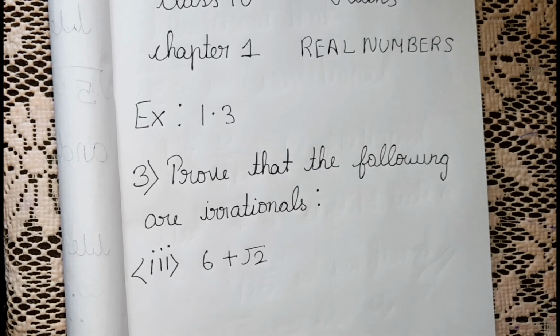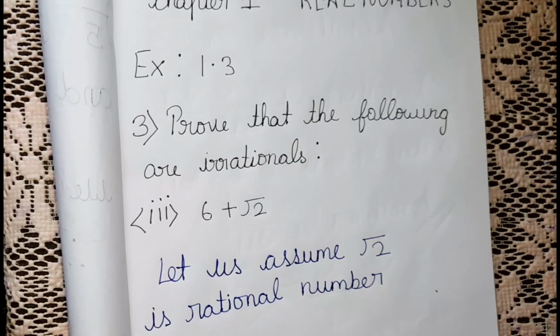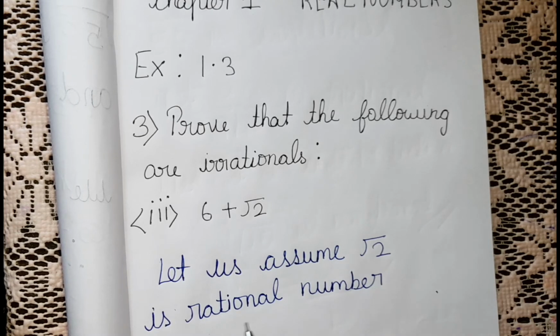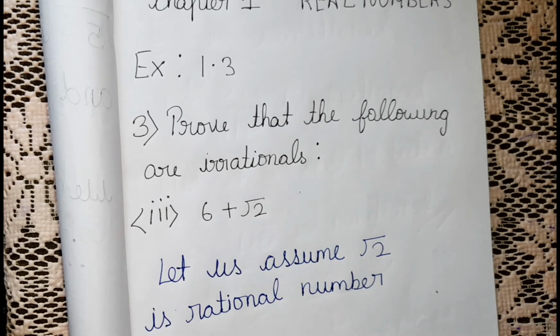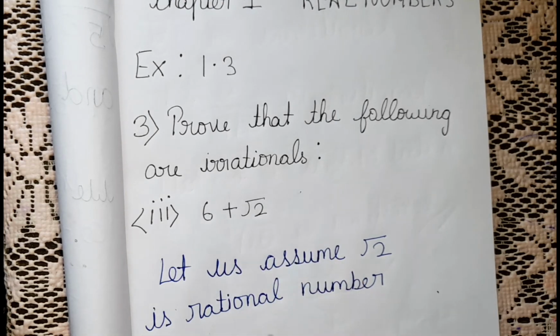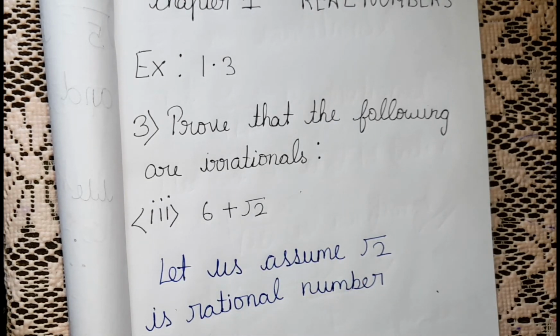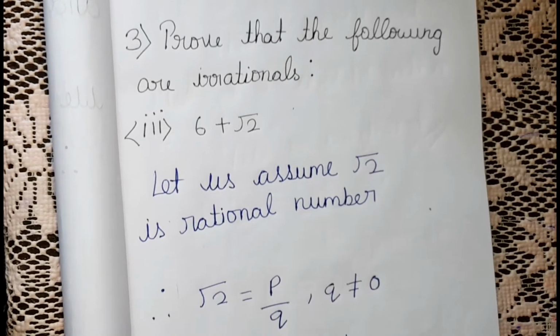First, let us assume root 2 is a rational number. Here it is irrational, but for now we are taking it as a rational number, because we should get a proper answer. At last we can write which is a contradiction. That's why, instead of writing irrational, we wrote rational number. If it is a rational number, we should write it in the form p by q, where q is not equal to 0.